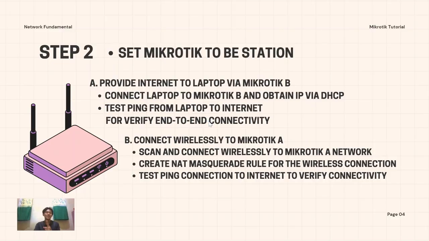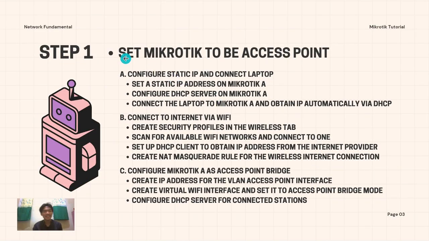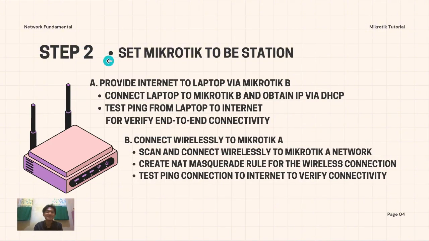Yes, after we make step one, let's go to step two. Set MikroTik B to be station. Hey, you guys. First, provide internet to laptop via MikroTik B. First, you can connect laptop to MikroTik B and obtain IP via DHCP, and then test from laptop to internet to verify end-to-end connectivity.